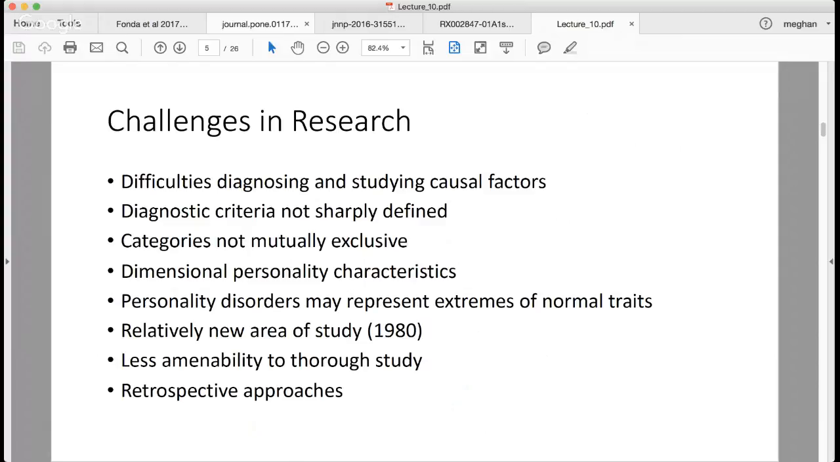Many of the difficulties with personality disorders stem from difficulties in studying their causes, because they're hard to study and diagnose, and they're very comorbid with other disorders. If it's on a spectrum of normal personality, where do we draw the line into abnormality? There's also little prospective research on these disorders, and it's a relatively new area of study.